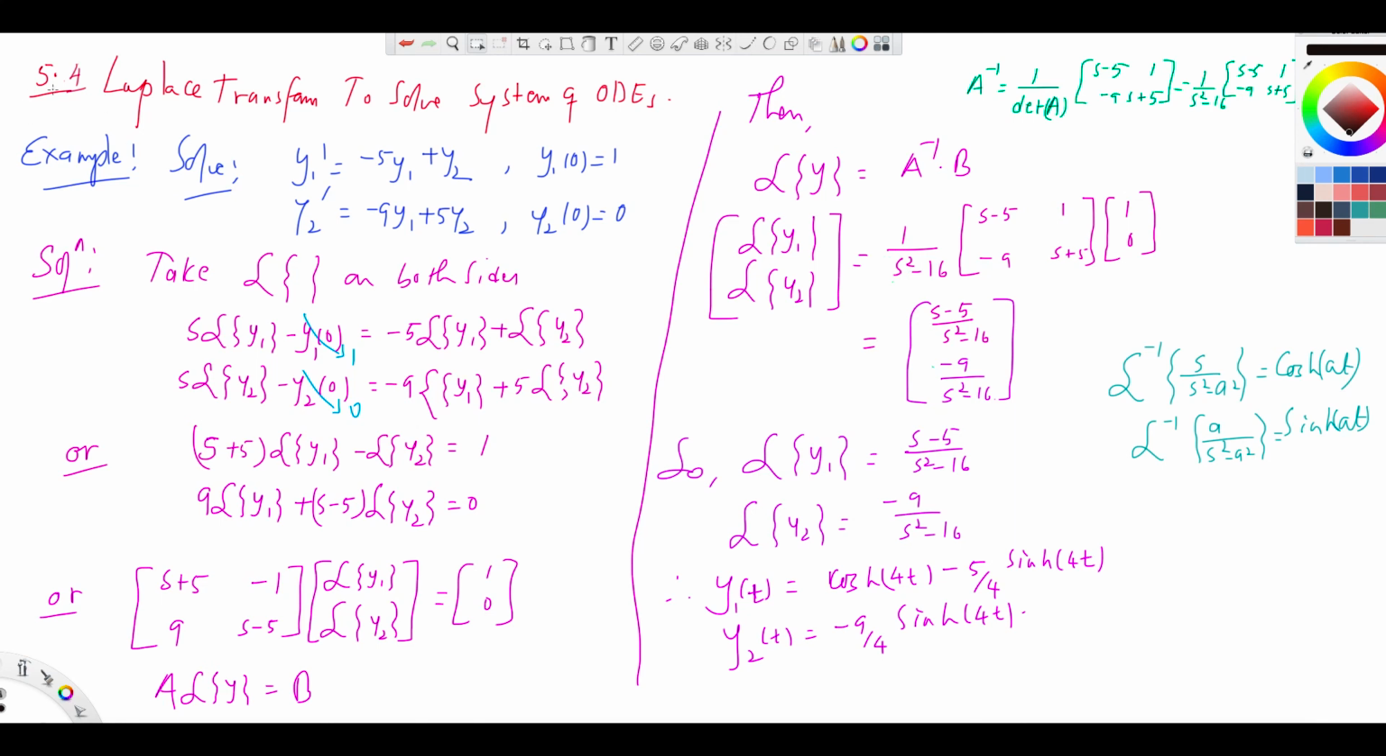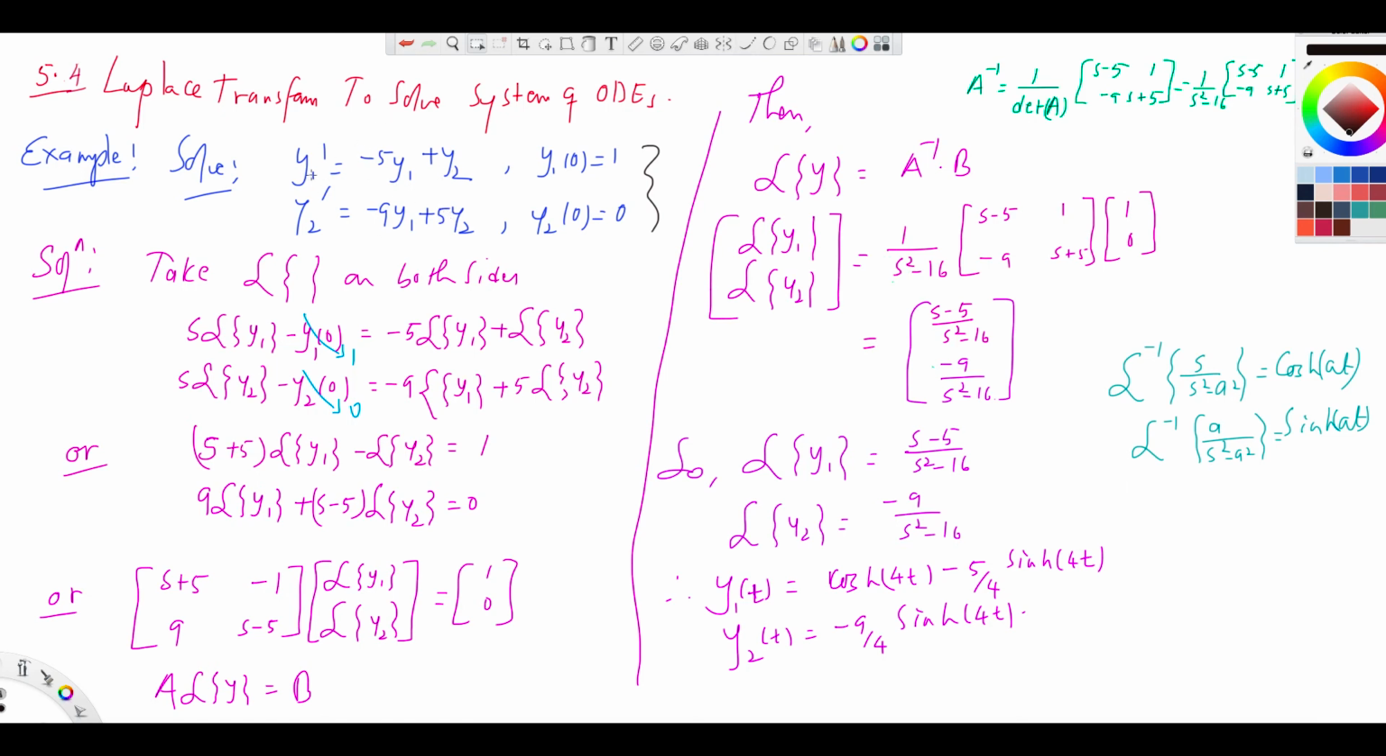Okay, we're still in section 5.4. So in the last video, I showed you how to solve a differential equation with constant coefficients by using the Laplace transform and the inverse Laplace transform. Similar techniques can be used if you are solving a system of ordinary differential equations with constant coefficients.